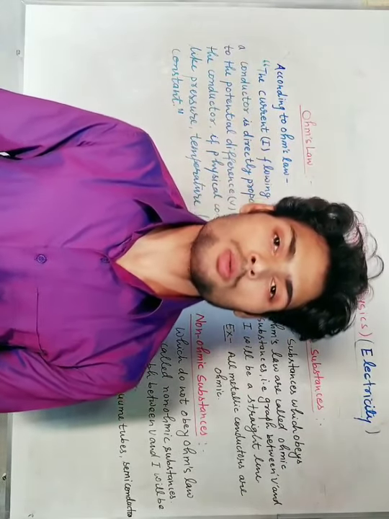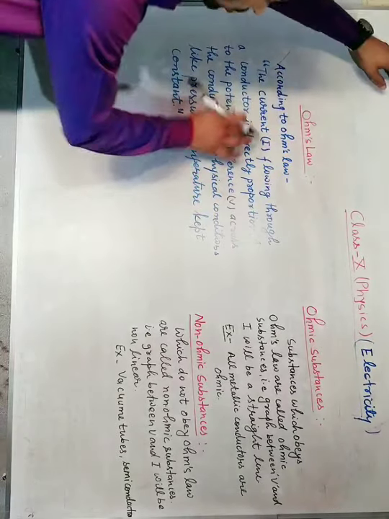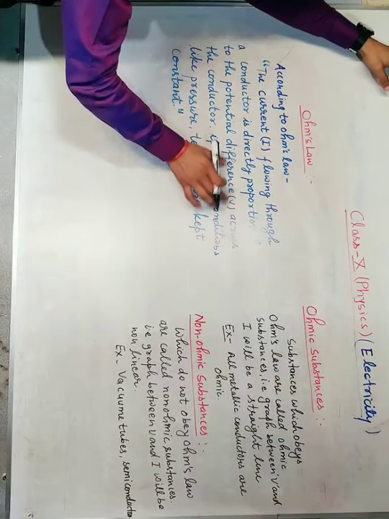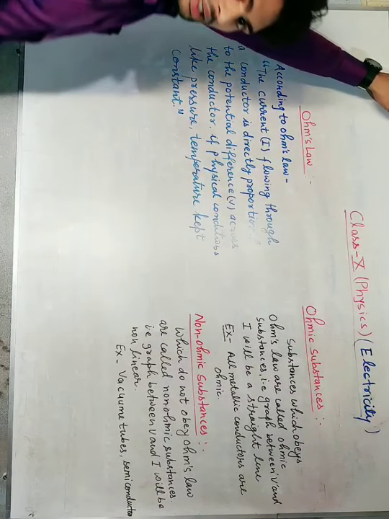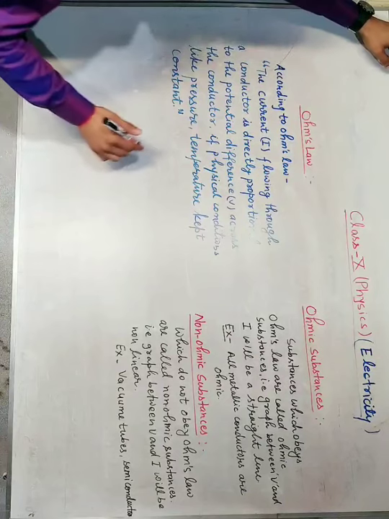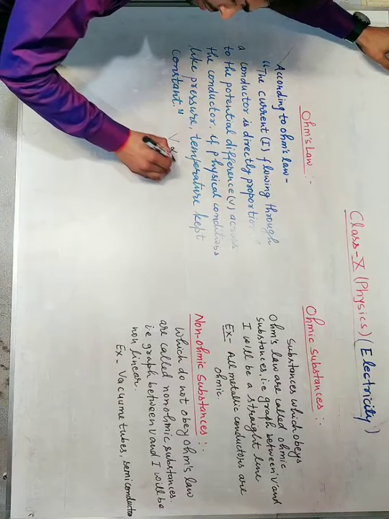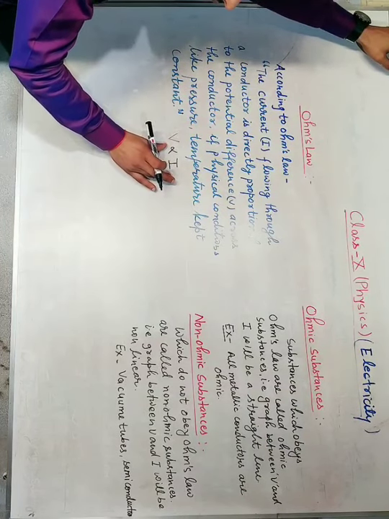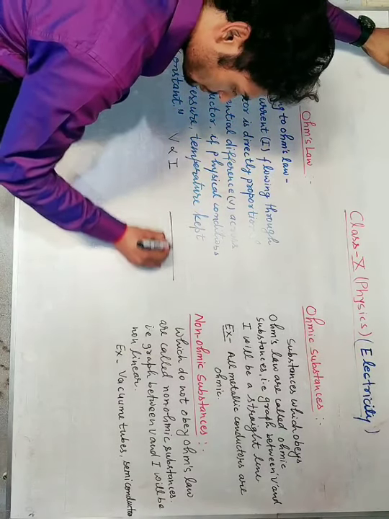Let us discuss Ohm's law. According to Ohm's law, the current I flowing through the conductor is directly proportional to the potential difference across the conductor if physical conditions like pressure and temperature are kept constant. So according to Ohm's law, V is directly proportional to I: the potential difference is directly proportional to the current flowing through the conductor. Suppose that this is a conductor.